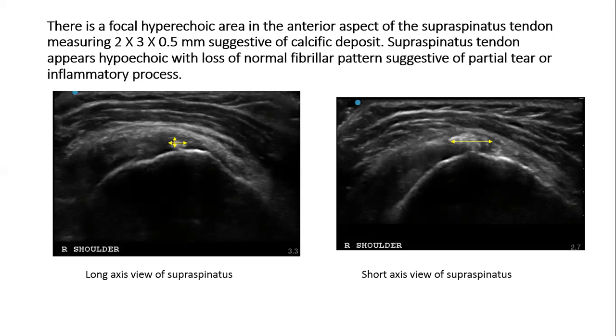And sometimes pathology is not black and white, especially when you're looking at some type of inflammatory process or tendinosis with focal tear or partial tear. It can be difficult to say definitively that it's just a partial tear or just an inflammatory process. So it's okay to say "and/or" in those cases. So this is how you would say it: there is a focal hyperechoic area in the anterior aspect of the supraspinatus tendon, measuring 2 by 3 by 0.5 millimeters, suggestive of calcific deposit. The supraspinatus tendon appears hypoechoic with loss of normal fibrillar pattern, suggestive of partial tear or inflammatory process.